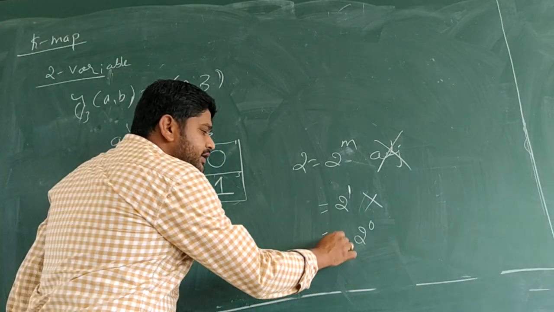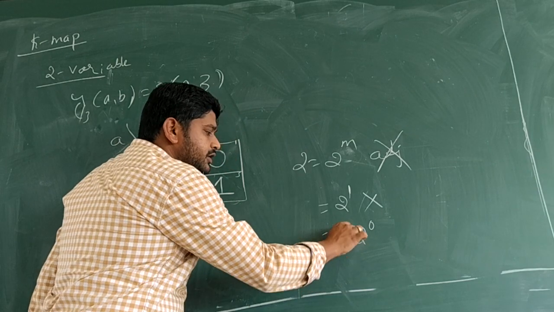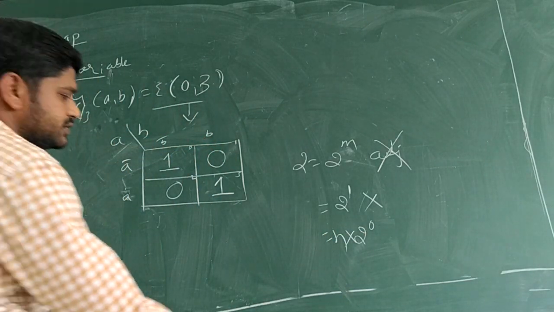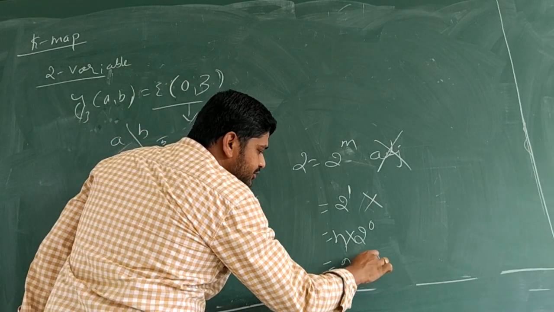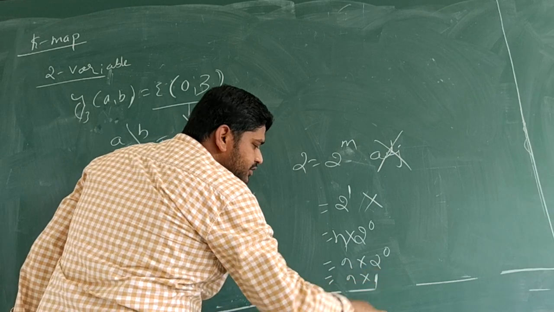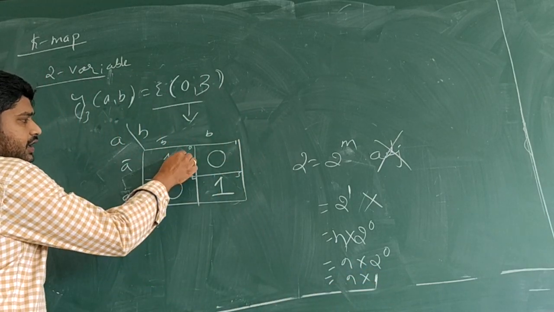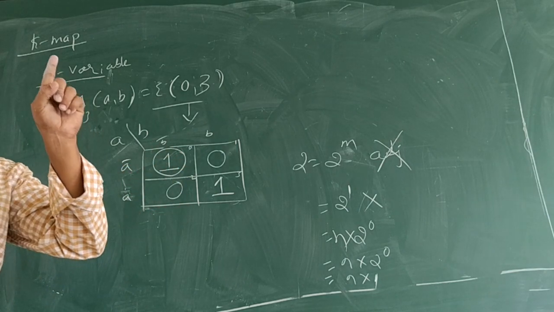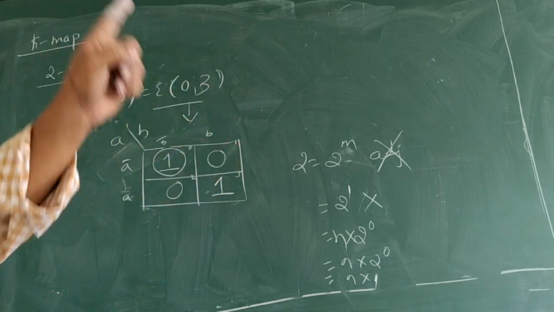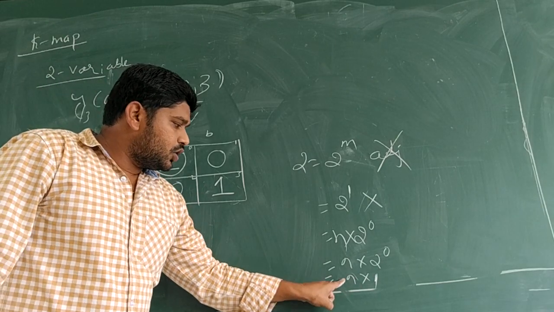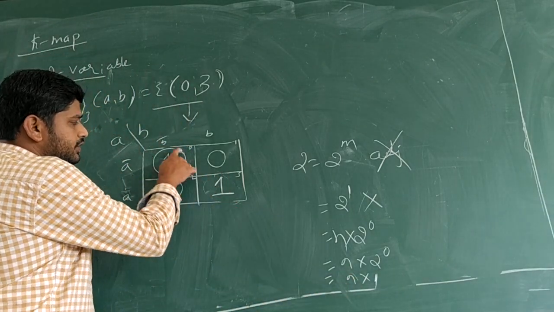But that time, it increases n times. There are n times 2 raised to 0, that means n times 1. That means cover size 1. How many ones are inside this cover? There is only one value 1. Like that, there are 2. So here is 1, here is 1.